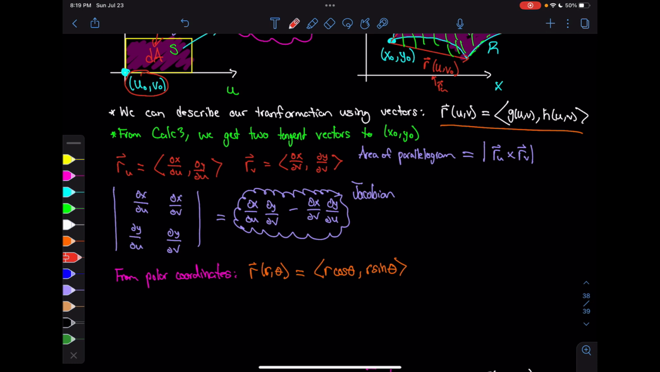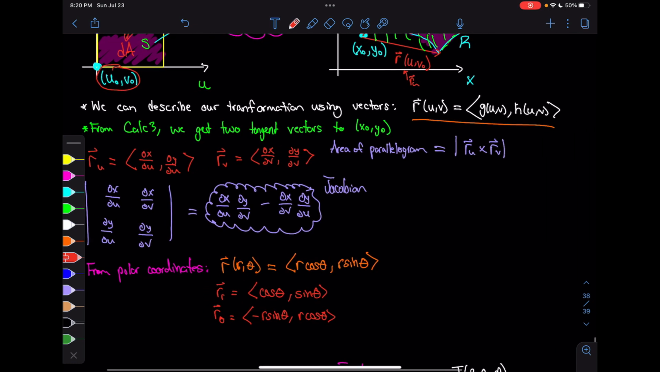And if we take the partial with respect to r, what are we going to get? We're going to get the vector cosine theta and sine theta. And if we take the partials with respect to theta, we are going to get negative r sine theta, and r cosine theta.